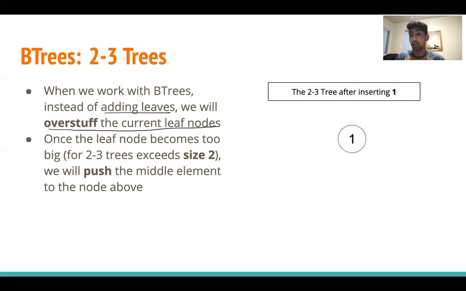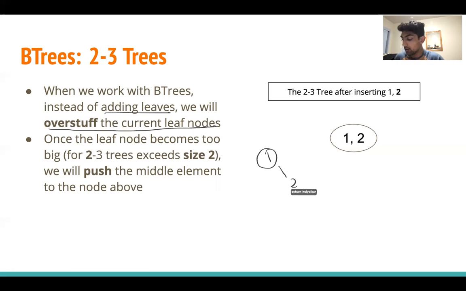Looking at a 2-3 tree, after inserting the number 1 we just have the node 1, okay? Then we're going to insert the number 2. What we're going to do here, which is different than a BST, is that instead of setting 2 as the right child of 1, which is what usually happens in a BST, we're going to overstuff this 1 node by adding 2, okay? So let's add 3 and see what happens.